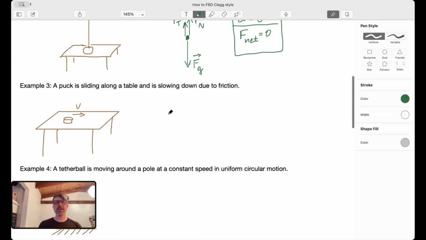A puck is sliding along a table and is slowing down due to friction. So I'm going to make a side view of this puck. I'm going to make it into a dot here. There we go. I'm going to put gravity on there.